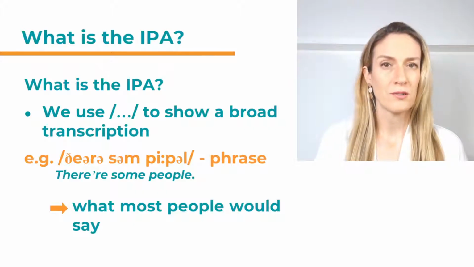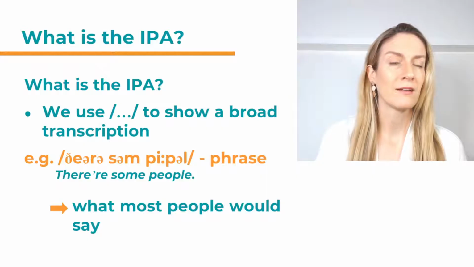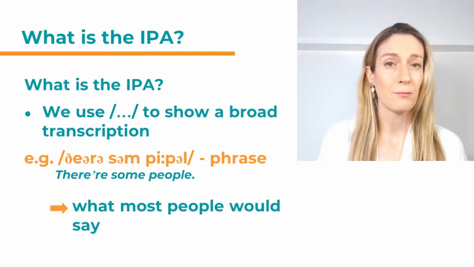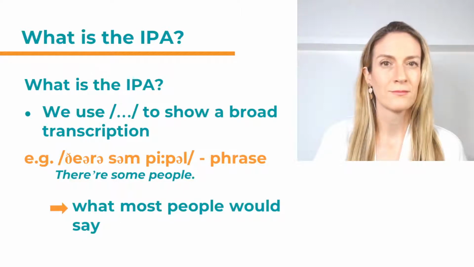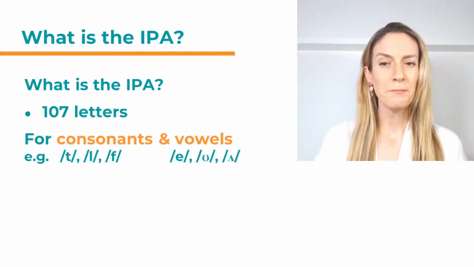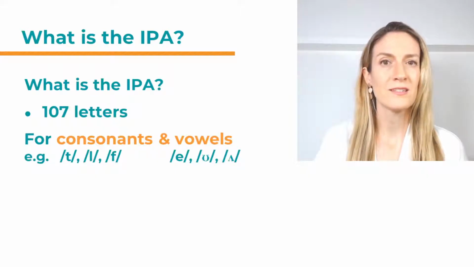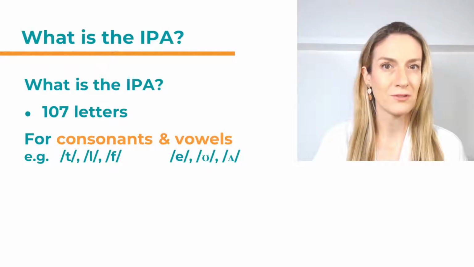It's a broad transcription. However, if you want to transcribe exactly what one person said, maybe showing their regional dialect and some peculiarities that they use when they speak, you can also use a narrow transcription and you would use other brackets. Now, the IPA consists of 107 letters or sound symbols. We have some for consonants, and you can see some examples here. And then we have some for vowel sounds. And again, I've written down a few here as examples.